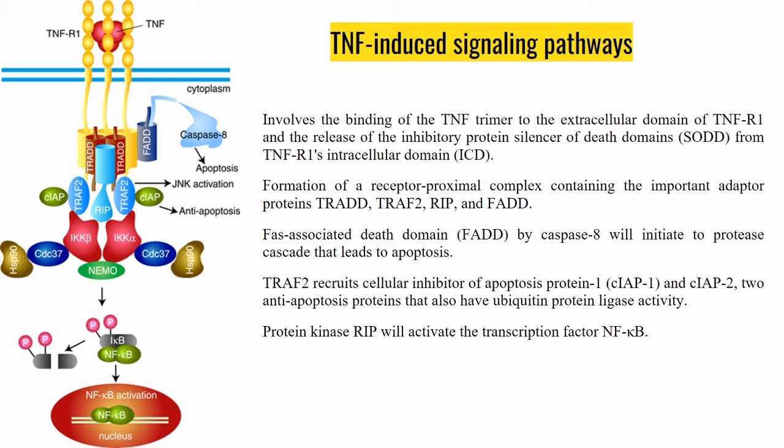The activation of the 4 adapter proteins will lead to, firstly, FADD by caspase 8 initiating the protease cascade that leads to apoptosis. Second, TRAF2 recruits cellular inhibitor of apoptosis protein 1 and 2, anti-apoptosis proteins that also have ubiquitin protein ligase activity. And lastly, protein kinase RIP will activate the transcription factor, which is NF-kB.